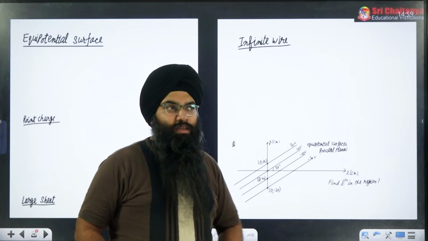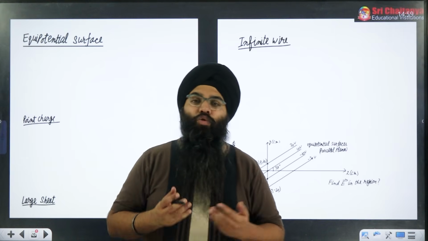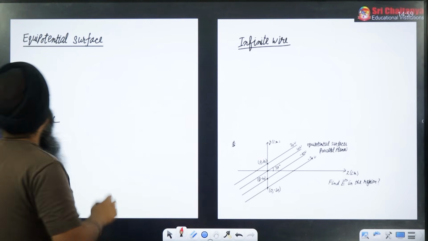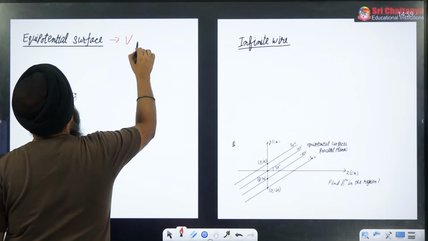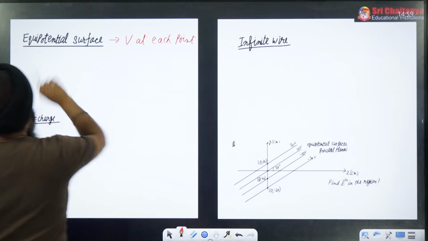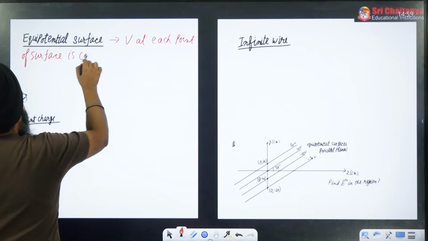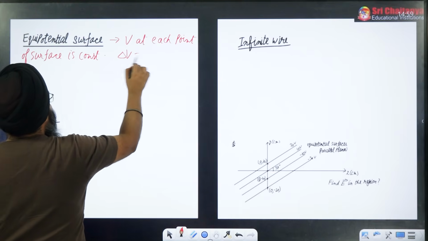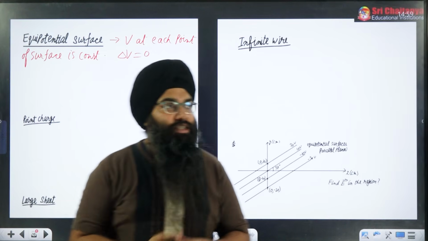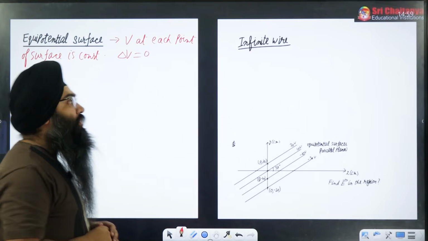Now, what are equipotential surfaces? This is a theoretical topic. Let me just quickly brief you. Equipotential surfaces are those surfaces in which the potential at each point of the surface is constant. Or I can also say that the potential difference between any 2 points on the equipotential surface will be equal to 0. This is called an equipotential surface.